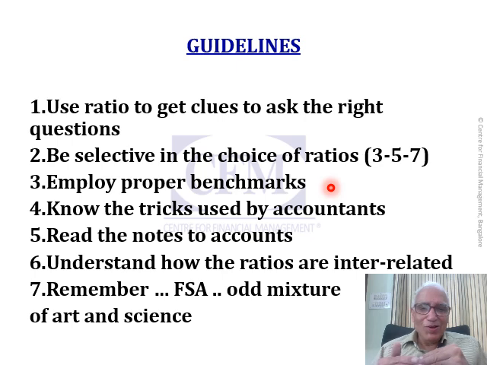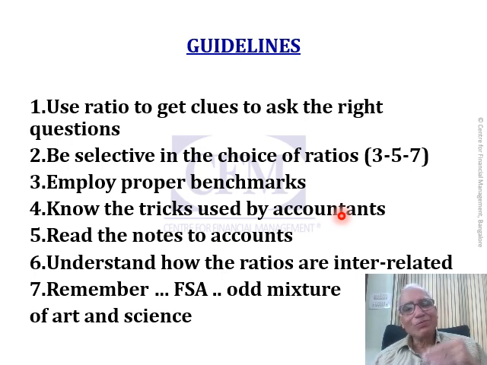3. Employ proper benchmarks. This is very important. If you use wrong benchmarks, you will get very different picture. 4. Know the tricks used by accountants. We have learned that accountants have a variety of tools or techniques by which they can manage accounts, and you need to deepen your understanding of accounting. 5. Read the notes to accounts.